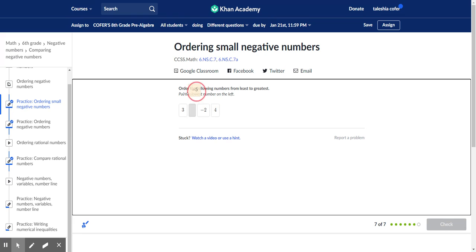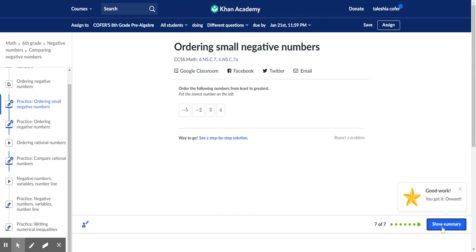My biggest negative number is always my smallest, so I'm going to take my -5. I know it has to be all the way to the left. Then I'd have my -2, and then I can count 0, 1, 2, 3, 4. I know my 3 and my 4 will be last. Now we're done.